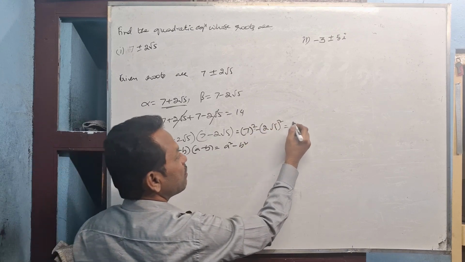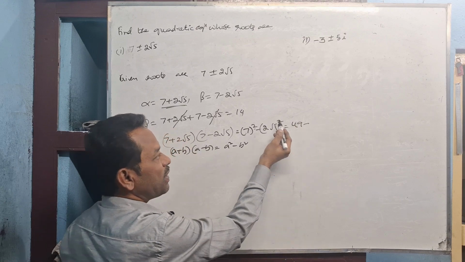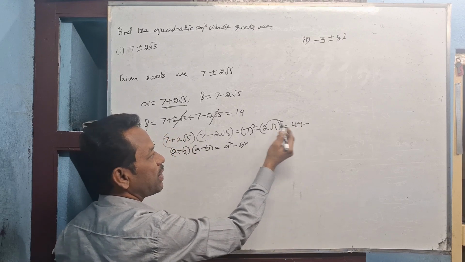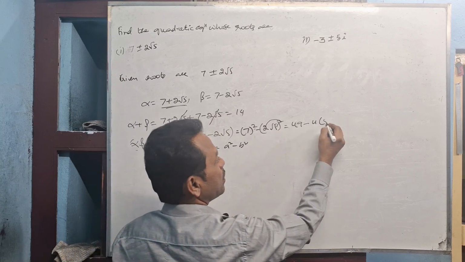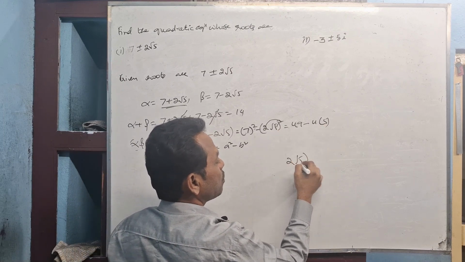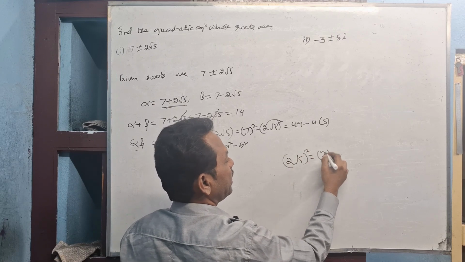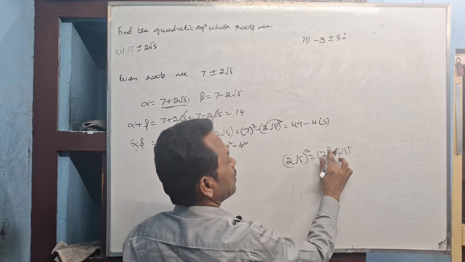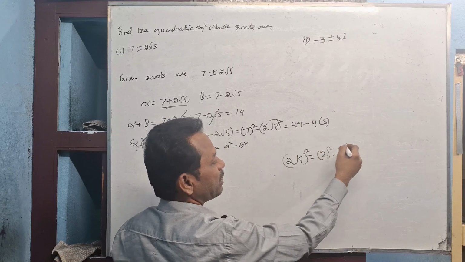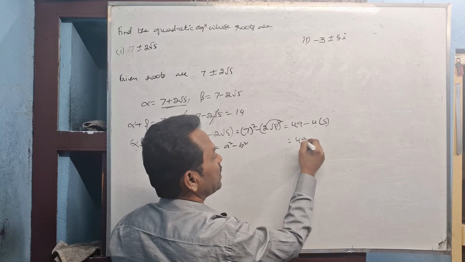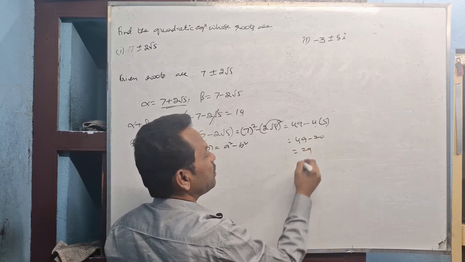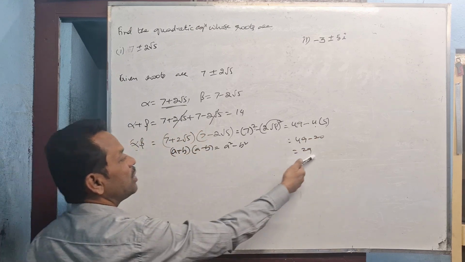So 7 square is 49 minus, first let me take the square of this. So 2 square is 4, and root 5 whole square is 5. So we can write it as 2 square into root 5 whole square. 2 square is 4, and square and root get cancelled, we get 5 there. So that gives you 49 minus 20, that is 29. The alpha beta value is 29.